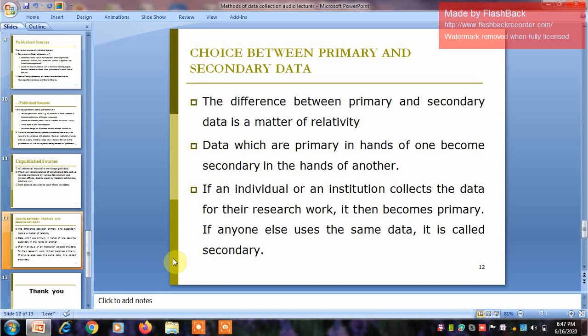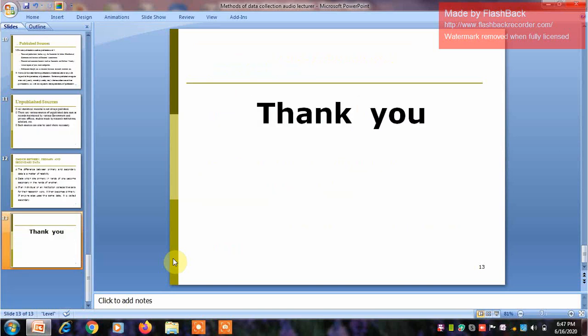So by this I have finished with the methods of data collection, and the types of data collection, that is primary and secondary. In primary data collection, we have discussed the observation method, interview method, collection of data through questionnaire, and collection of data through schedules. And in the secondary source of data collection, we have discussed the published source and unpublished source.